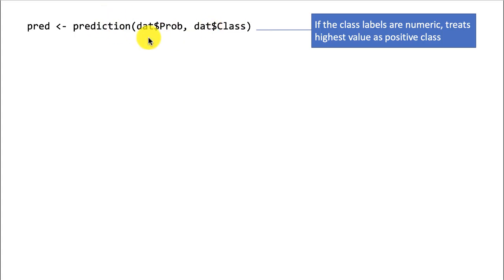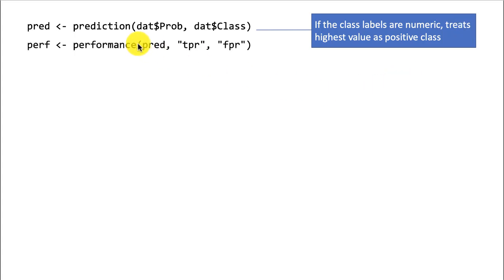We pass both of these, and in our case, the class labels are numeric, so the highest value is treated as the positive class automatically. In our case, the 2 values are 0 and 1, and therefore 1 is going to be treated as the positive class. If you want to change the positive class to something else, you can do that, and I show that later in this demonstration.